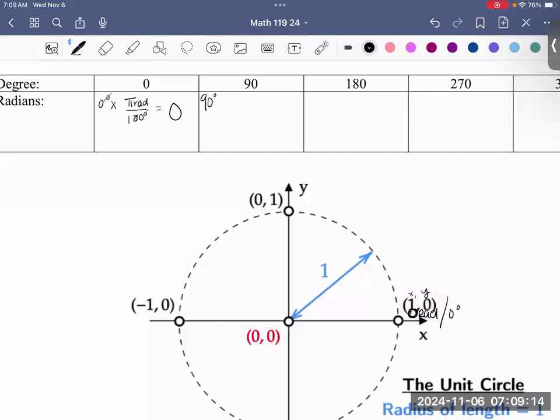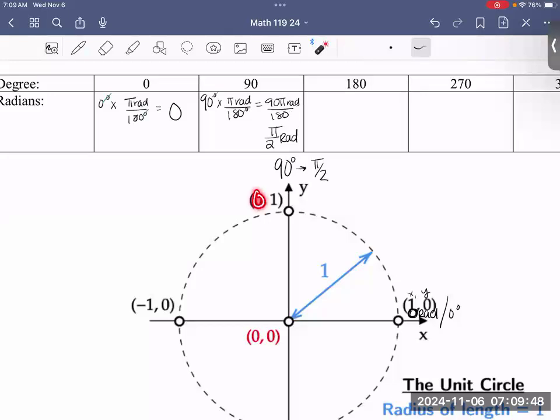If we did 90 degrees, pi radians over 180 degrees, your degrees will cancel. You're left with 90 pi radians over 180, and that'll leave you with pi over 2 radians. So where would we label pi over 2? Well, this used to be 90 degrees, so therefore this is also pi over 2 radians. This also has the coordinate of 0, 1. Again, these ones are appearing because these are your radii.